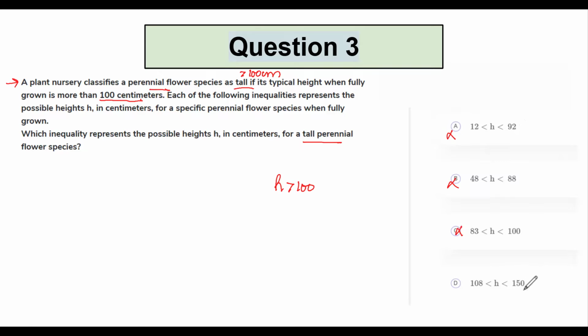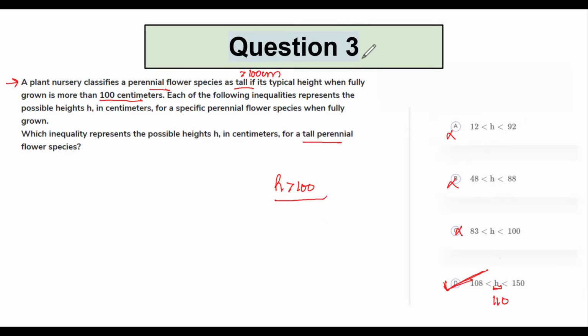Now, height is between 108 and 150. It is a possible solution. So, this becomes your answer. Because let's say the height is 110, it falls in this category. We don't know exactly what the height is. We just know it is greater than 100. And among all the options, this is the only option where the height is given greater than 100. So that becomes your answer.